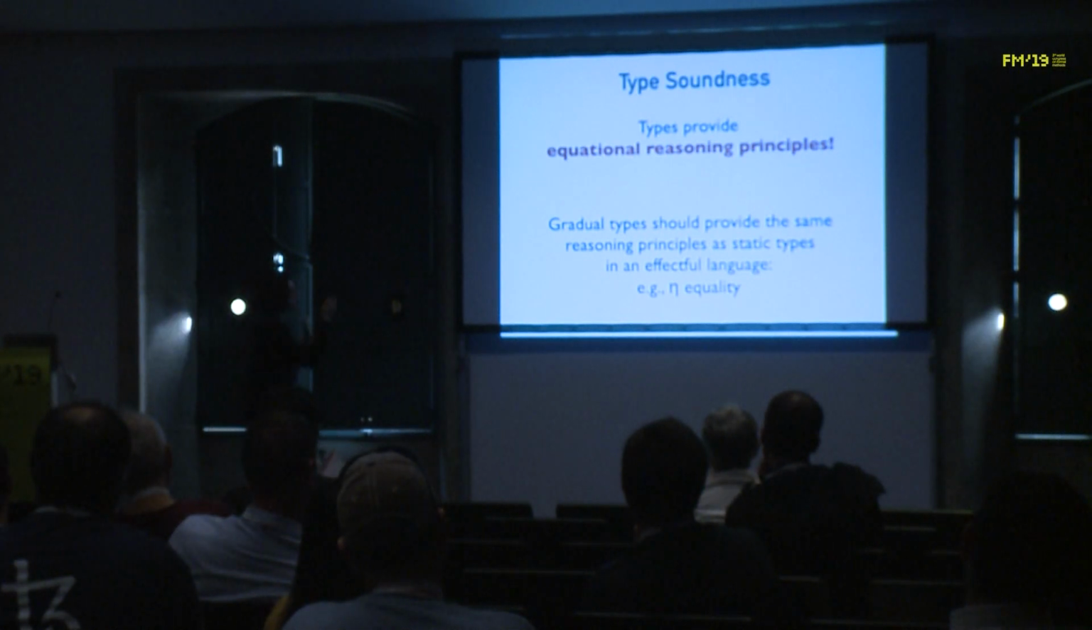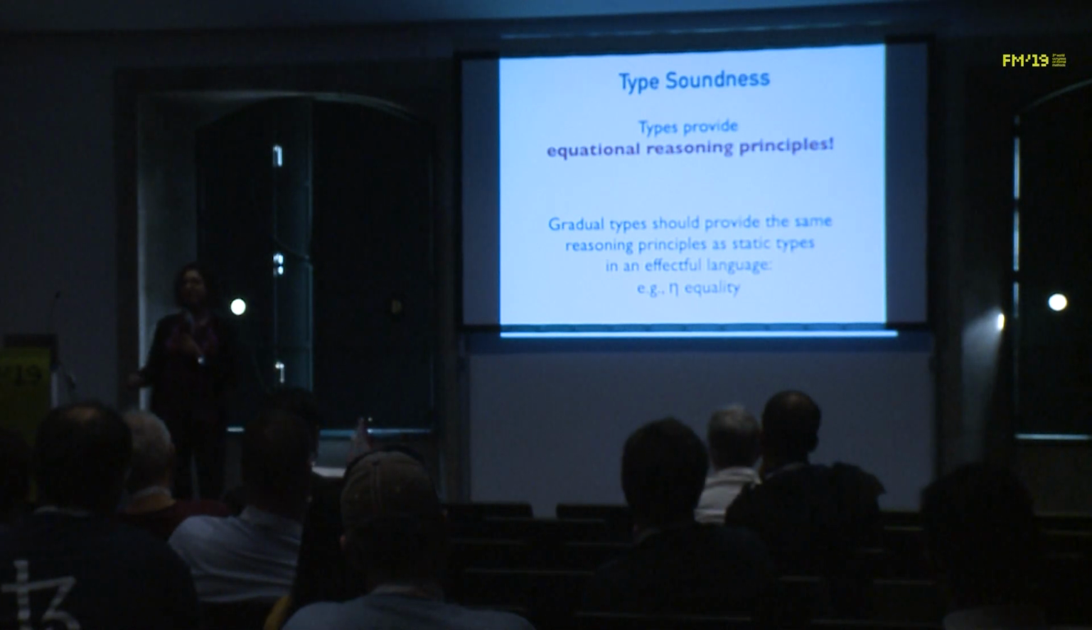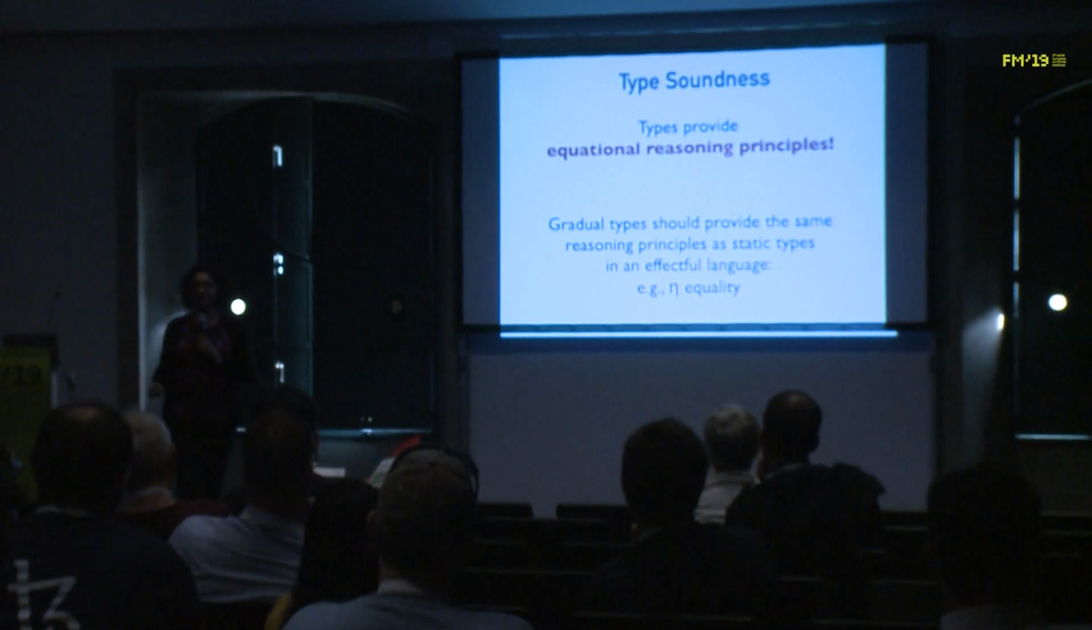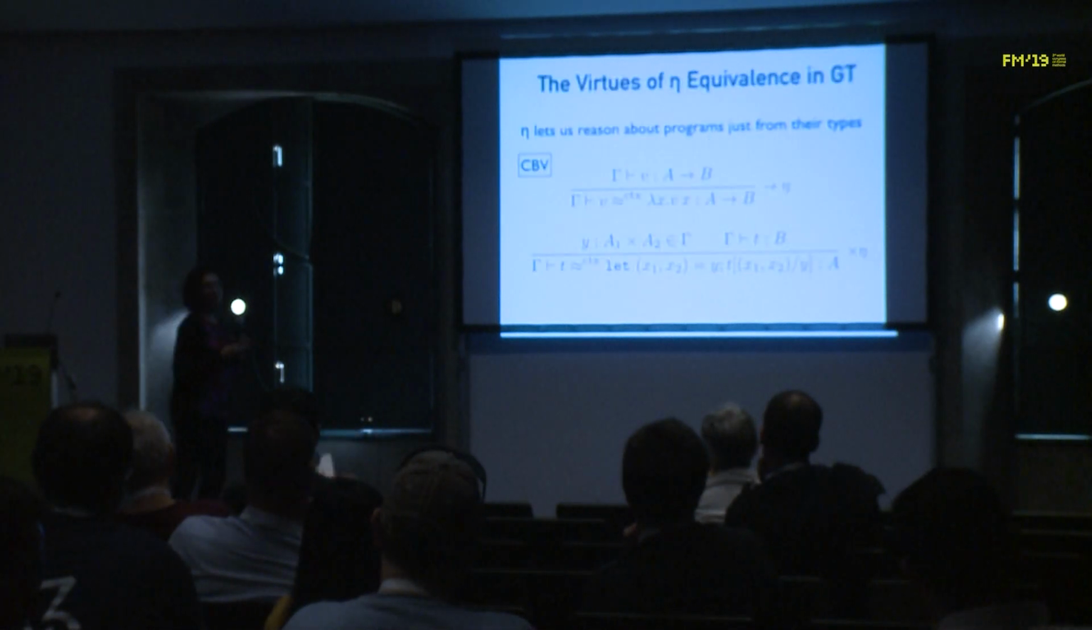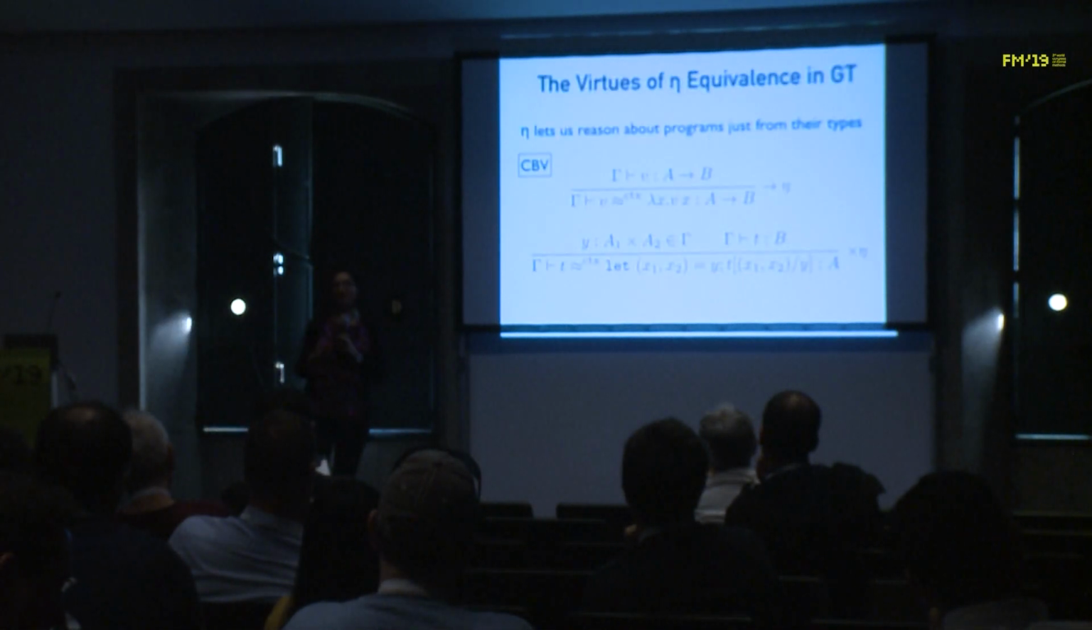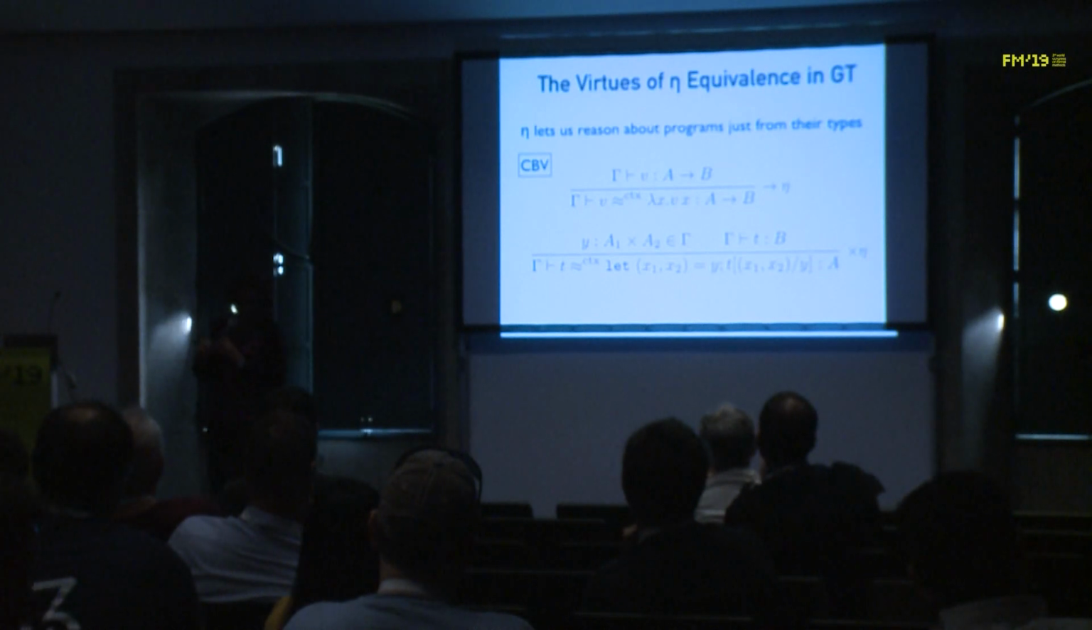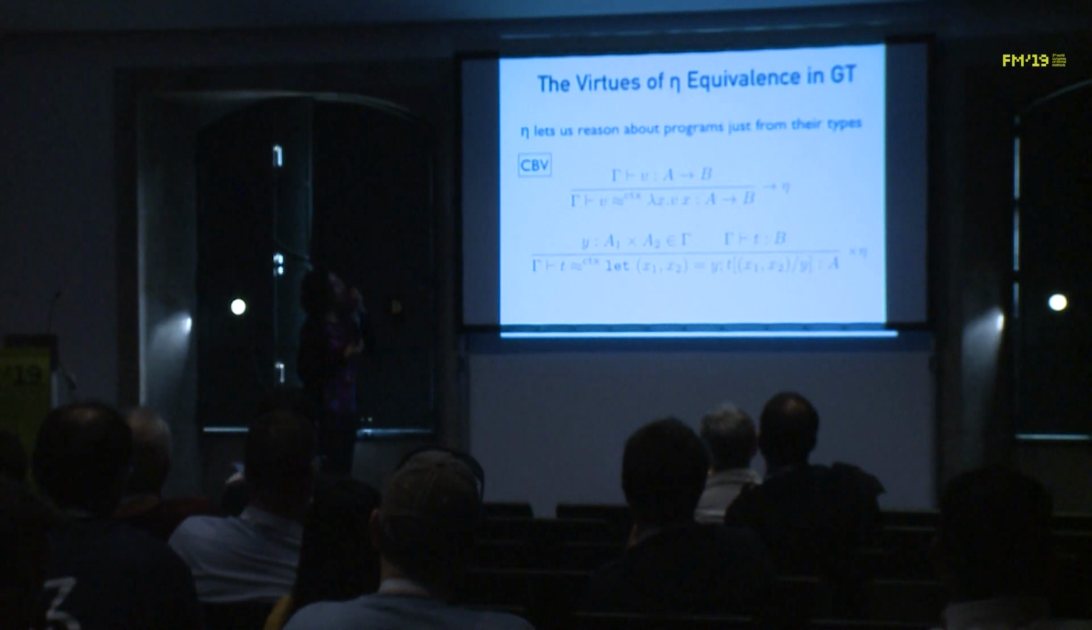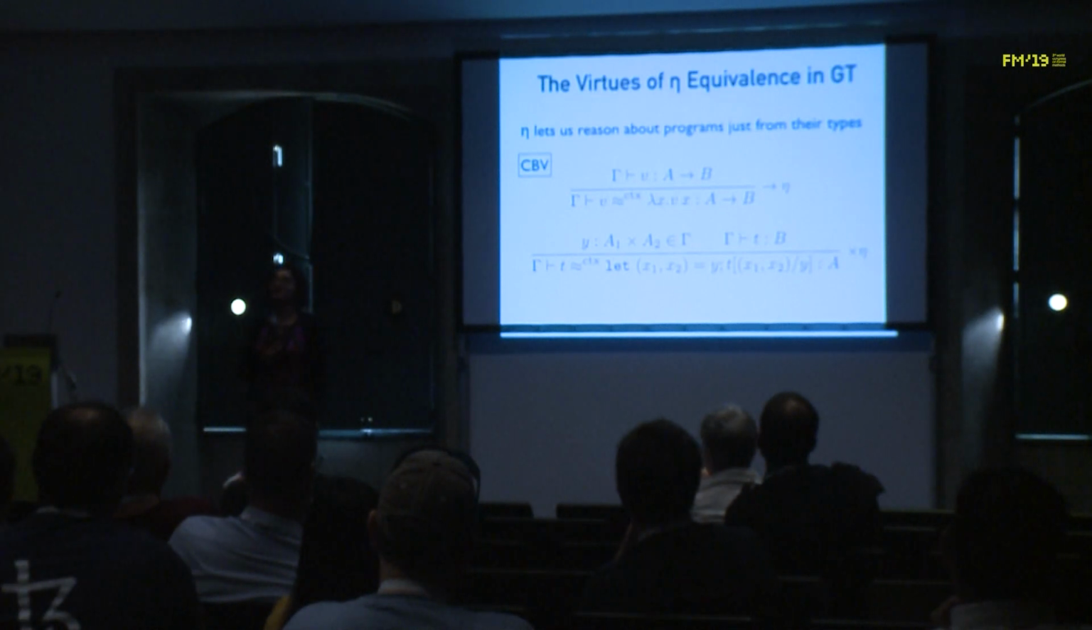And now I want to talk a little bit about eta equality, right? Generally we will want equational reasoning principles like beta equality and eta equality. But I want to focus on eta for a second, because this is something that's controversial in the gradual typing community in some sense. So why is eta good? Essentially because eta allows us to reason about programs just from their types, right?